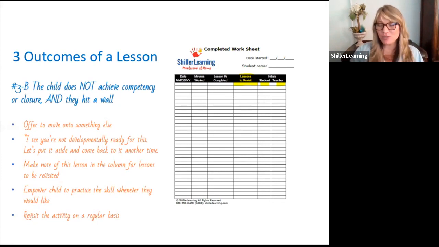Now, sometimes when you tell them, I see you're not developmentally ready for this, they say, what do you mean I'm not ready? I can do this. And now they've got that internal motivation to work through something that had a moment before been too stressful for them. They've got that internal motivation to climb that mountain. That is great too. But again, put that in that column for lessons to be revisited and revisit that until the child has achieved both competency and closure.